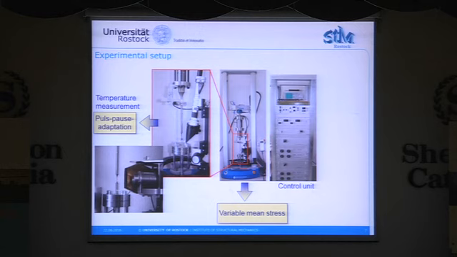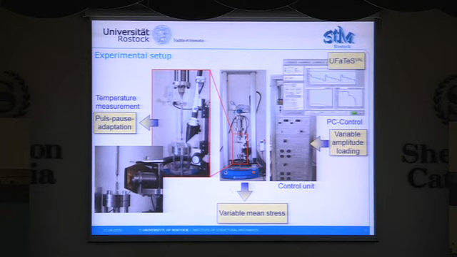specimen with a fan. But especially for variable amplitude loading, we have to adapt this pulse-pause sequence, because the damping of the material is different for variable amplitude loading. So we measure the temperature at the surface of the specimen, and then we adapt this pulse-pause sequence with our own software. With this software, it is also possible to do experiments completely automatically under variable amplitude loading.